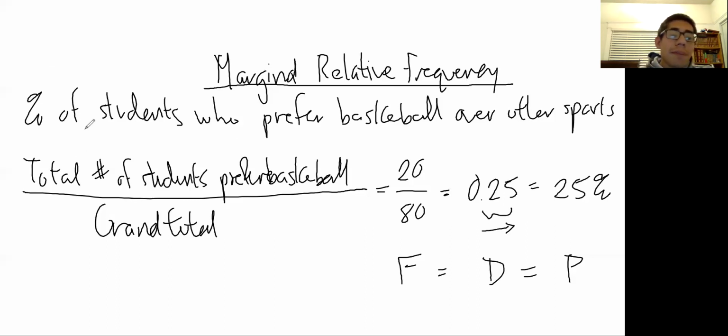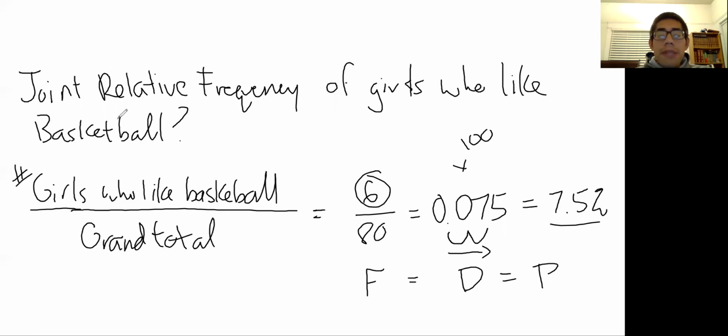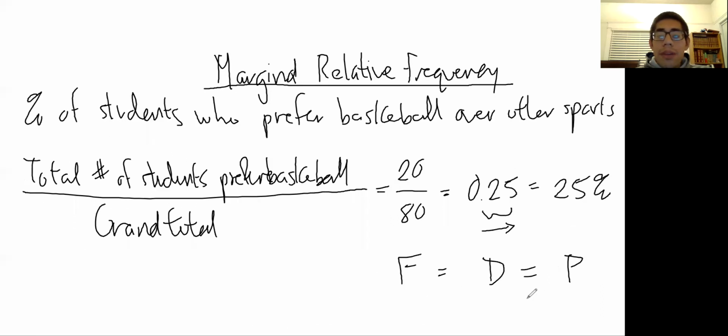Well, it's going to tell us the percent of students who prefer basketball over all the other sports. Now, in case you're wondering where I'm getting this information from, again, this is based off of this table, right? So if we go here, the percent of students who prefer basketball over the other sports, we want to know the total number of students who prefer basketball.